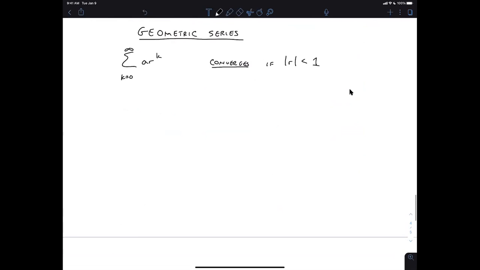Okay, and then it diverges if the absolute value of r is greater than or equal to 1. And then up here, if it converges, the sum is a over 1 minus r.